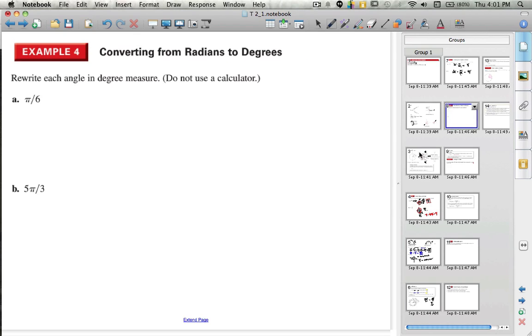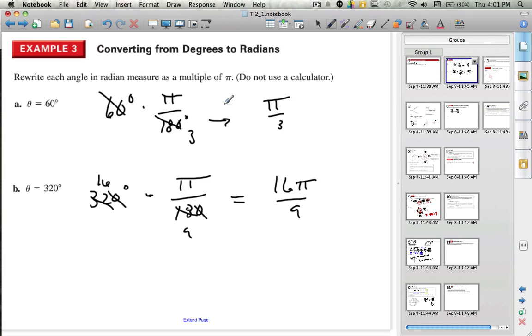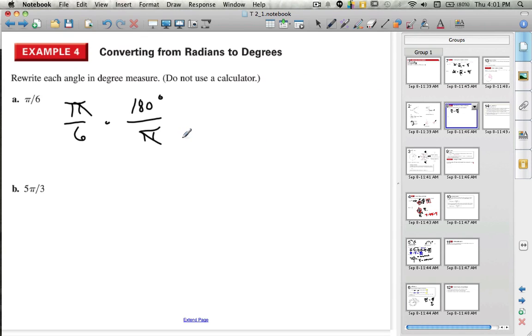Let's convert now from radians to degrees. If I have pi over 6, and I'm going to multiply it by 180 degrees over pi, the pi's are going to cancel. This is what I mean by it takes pi out. Right? In the previous case, it put pi in. In this case, it takes pi back out. 6 goes into 180 30 times. So this is 30 degrees.